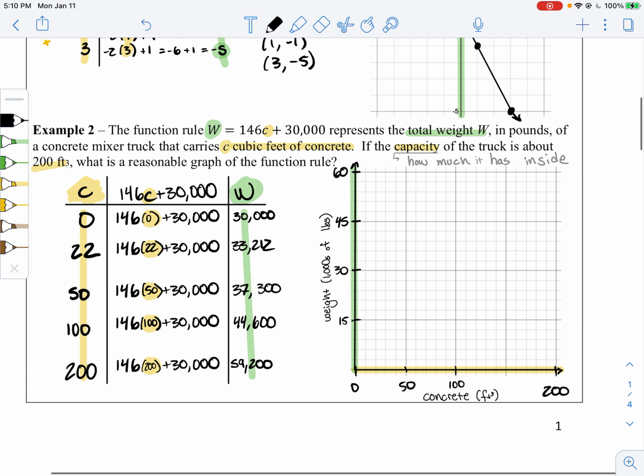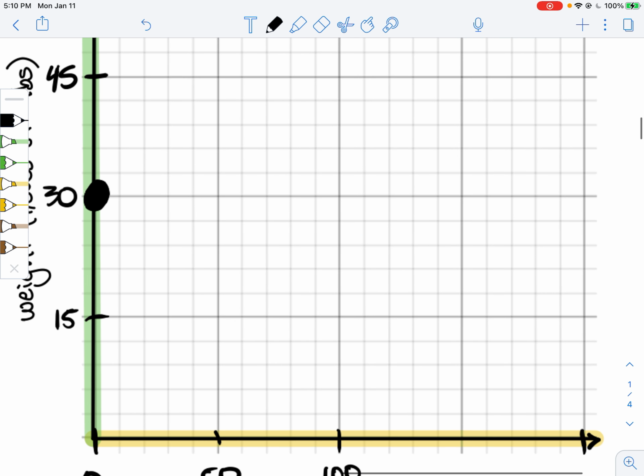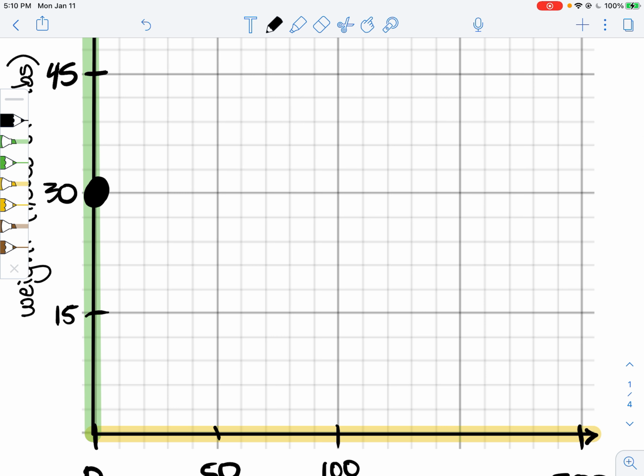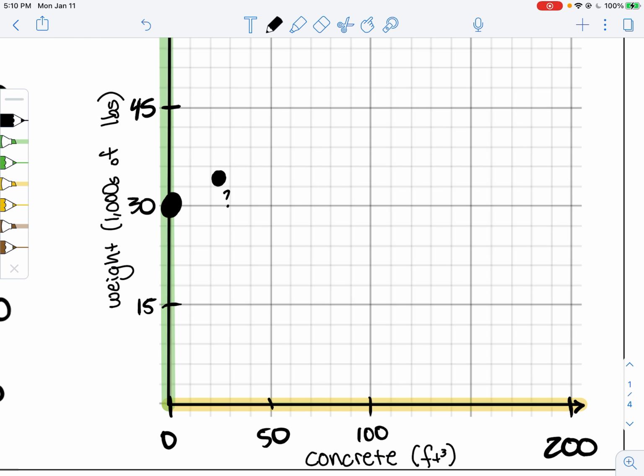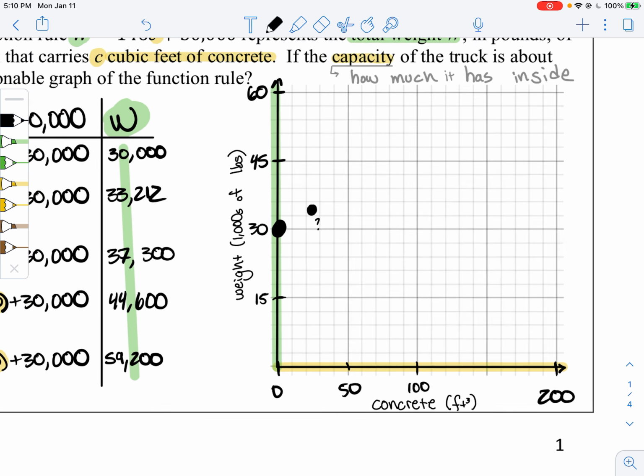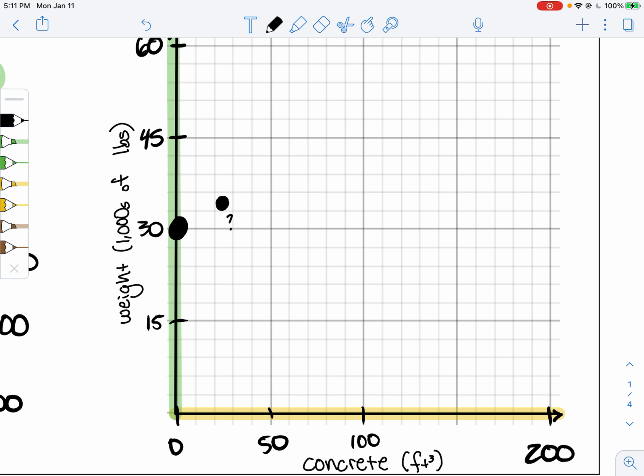Okay, anyway. So now that we know our points, we can plug them in on our graph. With no concrete, the truck weighs 30,000 pounds, giving us a point right here. With 22, whose idea was that? It was mine. With 22 cubic feet, it gives approximately 33,000, so that's going to be about here. Let's put a little question mark because we're not sure yet.